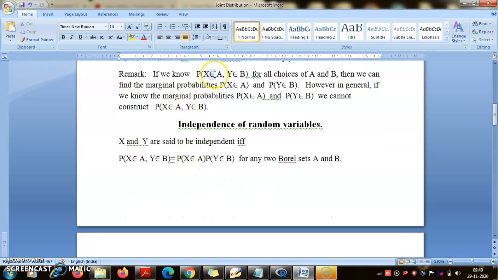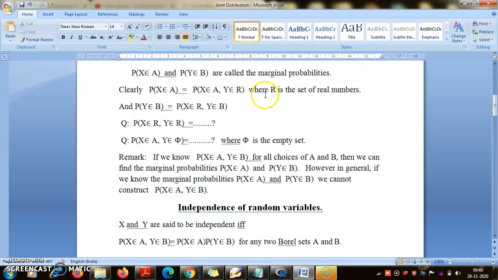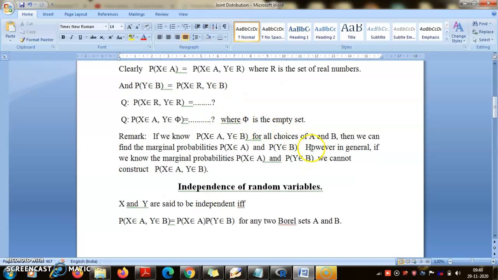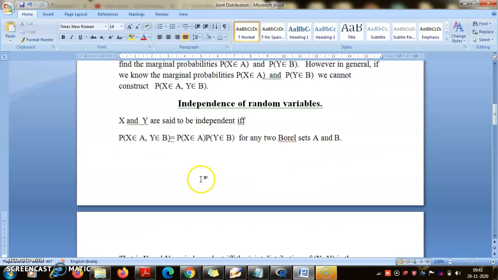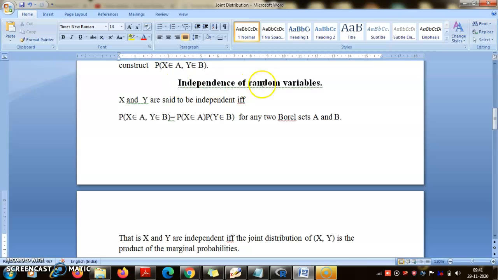Now, in general, if you know all these joint probabilities, as I said, the marginal probabilities can be obtained by these formulae, but the converse is not always easy. That is, even if you know the probability of x in A and y in B for all choices of A and B, that is, you know the probability distribution of x and y, still it is not always possible to construct the joint probabilities, unless of course you assume something called independence.